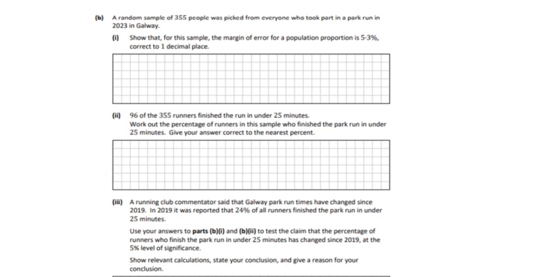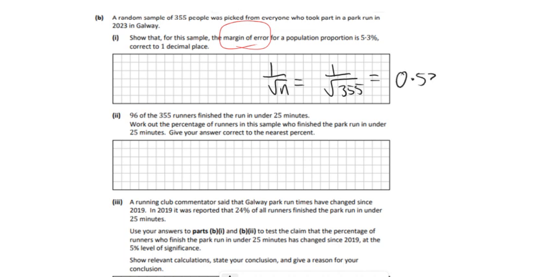Right, we're on to part B then, and the first part, it says margin of error. Therefore, when it says margin of error, straight away we know it's going to be 1 over root n, and n is just the number of people in the sample. Therefore, it's 1 over root 355, and that's 0.053 or 5.3%.